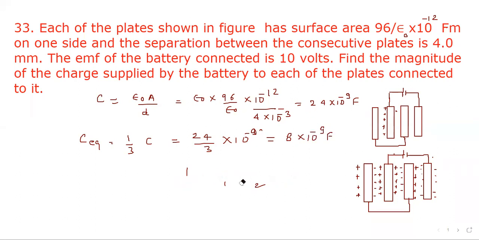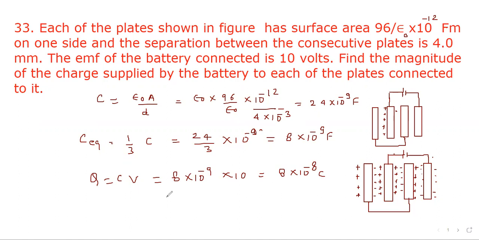Now, charge Q equal to CV. So here C is 8 into 10 to the power minus 9, into voltage 10. So that is 8 into 10 to the power minus 8 coulomb. And now, charge on each plate is, this is charge on one side.